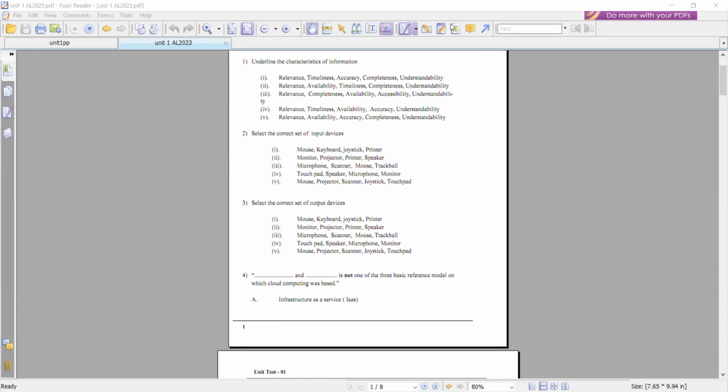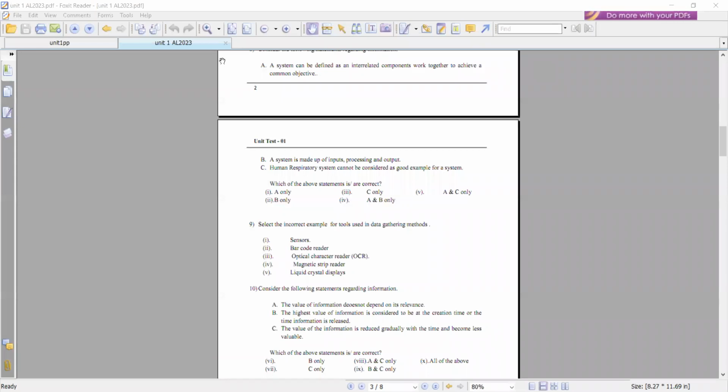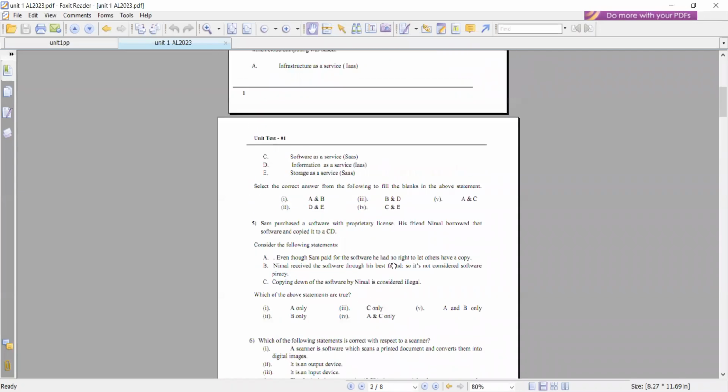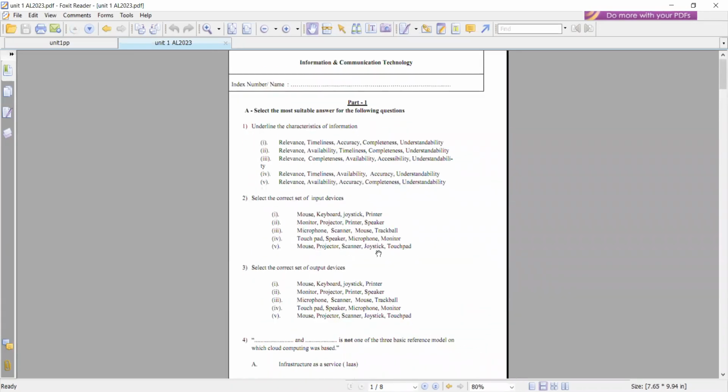Okay, we'll start. I'm going to discuss, otherwise it takes time. Okay, we'll go to the first question. Underline the characteristic of information. The information should be relevant, timely, accurate, complete, and understandable. The first one is the correct answer. Everyone has put the correct answer.